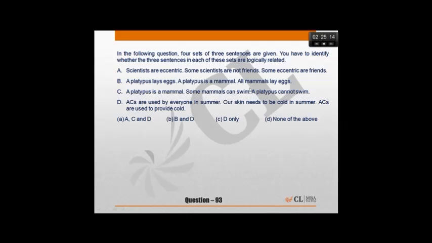Question 93. Identify whether the 3 sentences in each of these sets are logically related. Scientists are eccentric, choice A. Some scientists are not friends, some eccentrics are friends. Can I logically connect them? I am not sure. Let me look at the other one. Choice B: a platypus lays eggs, platypus is a mammal. All mammals lay eggs? No, it should have been some mammals lay eggs. So statement B is not logically connected, so this should be incorrect.